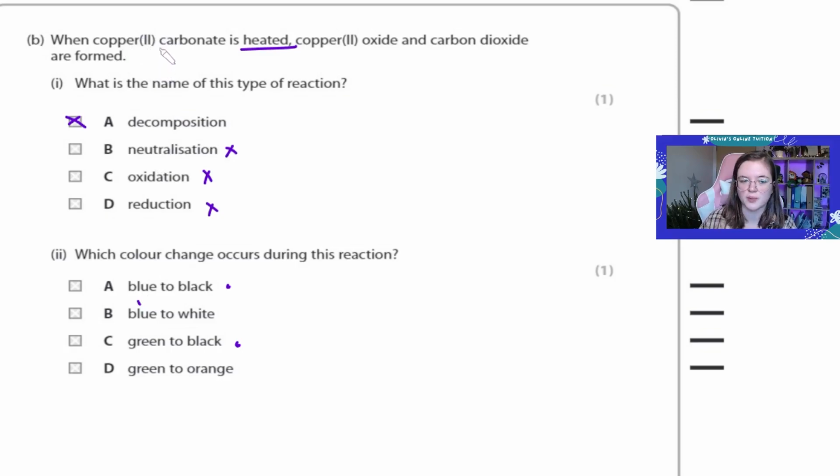And we don't have that. We have copper carbonate, so it's not going to be blue. So therefore, it's got to be green. And there we are. That's a tricky colour change. Remember, that one is tough. If you didn't get that one, that is kind of fair enough, I think. But there we are.